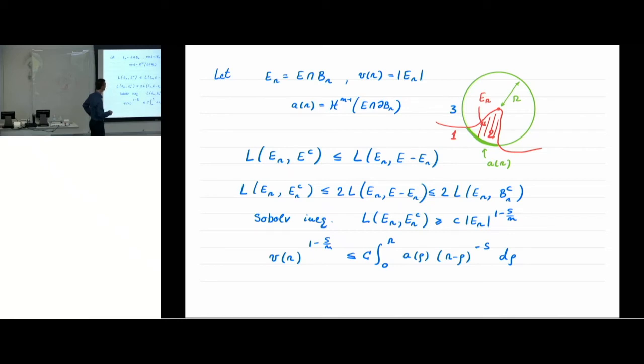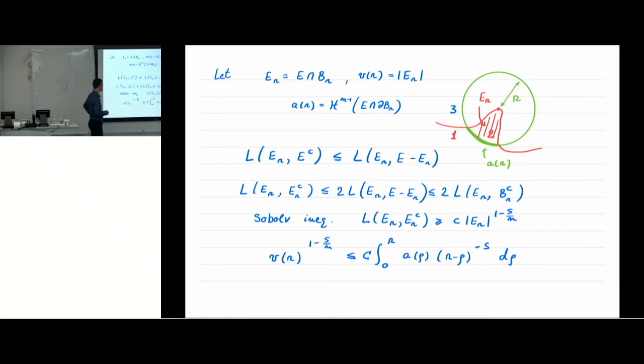So I'm adding to the top the interaction between 2 and 1. Why do I do that? So that on the left-hand side, I have the interaction of 2 against all its complement. But the interaction between 2 and 1, I'm generous, and I say this is at most the interaction of 2 with everything that is outside the ball of radius r. So this is what I get here.